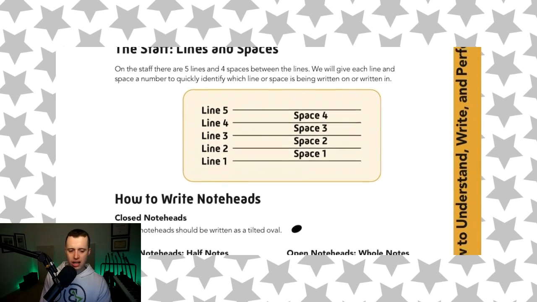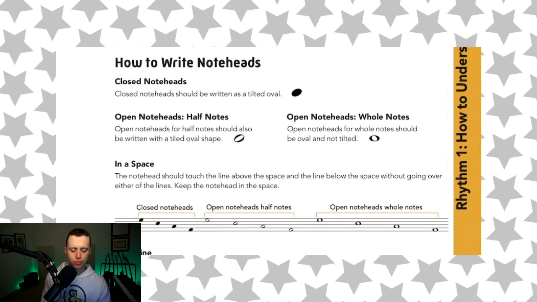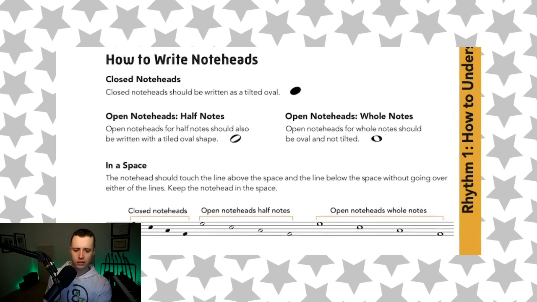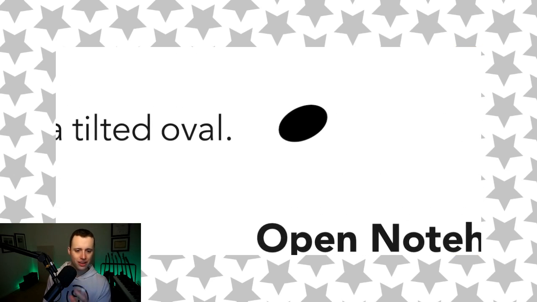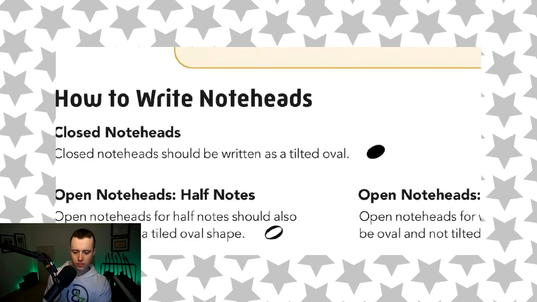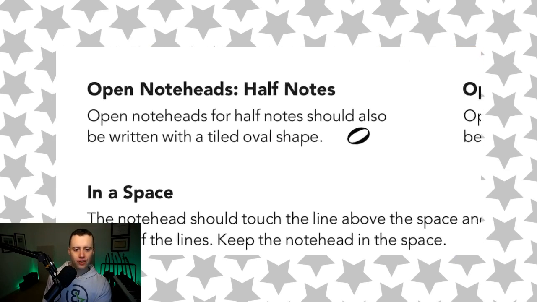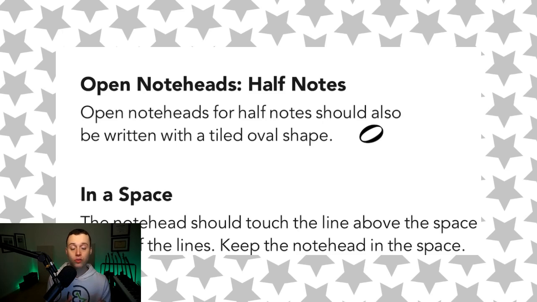So what we're going to focus on for this lesson is how to write note heads. We have 2 main types of note heads, but ultimately 3 note heads that we're going to learn how to write. So the first type of note head is a closed note head. A closed note head should be written as a tilted oval that looks just like this, and you fill it in. We have open note heads for half notes, which are tilted ovals just like closed note heads, but there's nothing in the middle. Looks like a donut, looks like a tire.